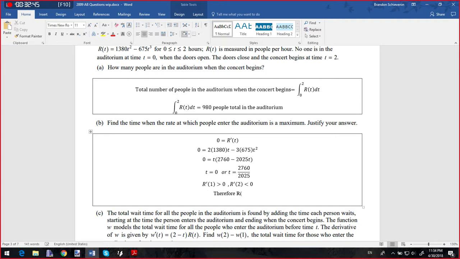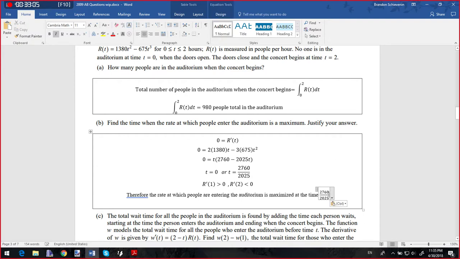So I could say, therefore, the rate at which people are entering the auditorium is maximized at the time 2,760 over 2,025 hours after the doors open. Okay.